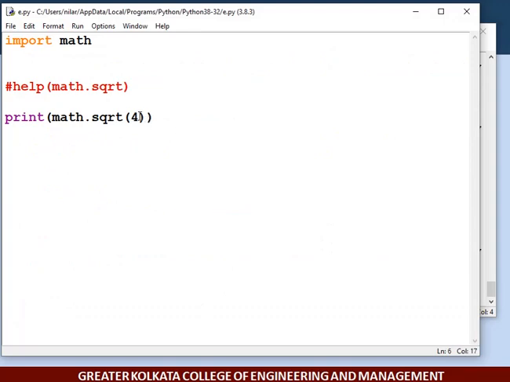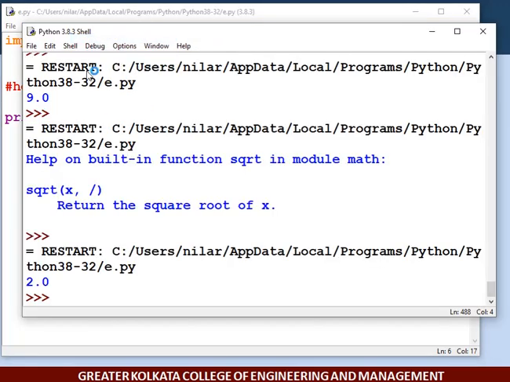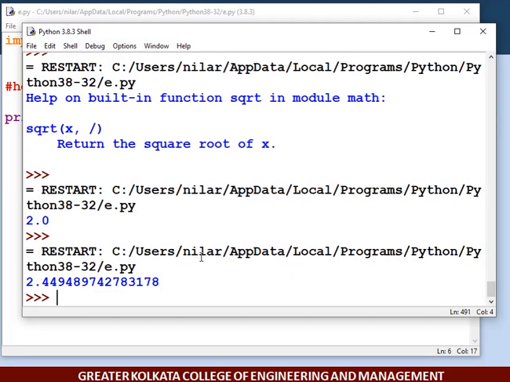Next, calculate the square root of 6. Do you know what is the square root of 6? Okay, we do not know, but using this method available in math module, we can find out the square root of 6, that is 2.4494. So approximately we can find it.